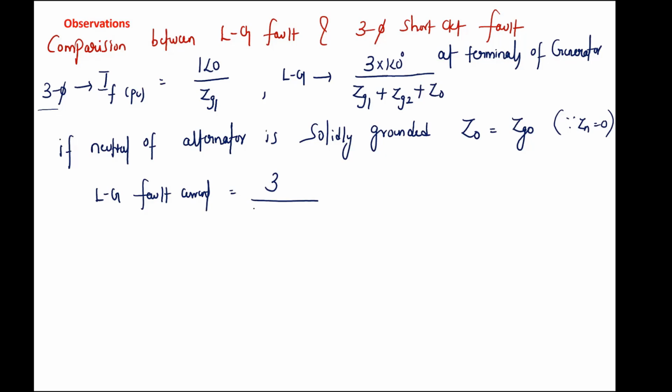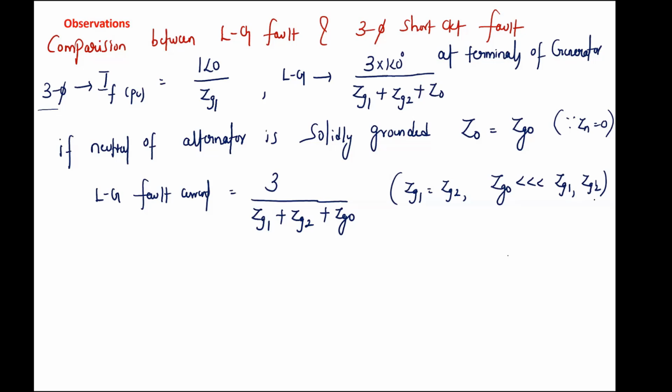3 divided by ZG1 plus ZG2 plus ZG0. In 99% of cases, ZG1 equals ZG2, because the positive sequence impedance of the alternator is equal to the negative sequence impedance. And your ZG0 value is very much less than ZG1 and ZG2. So for all practical purposes, if we neglect this small value, this approximately becomes 3 divided by 2 ZG1.